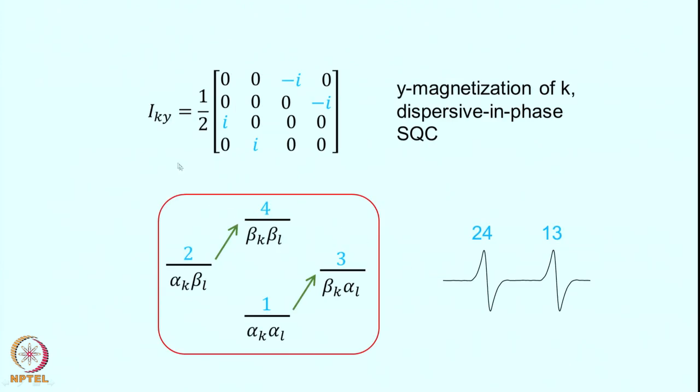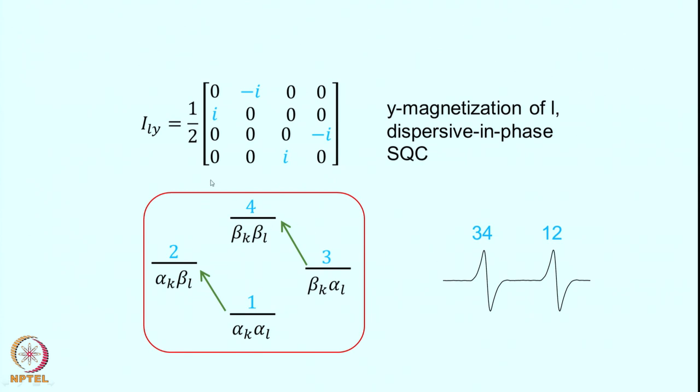So here we have IKY, these are the two transitions, the same here, 1, 3, 2, 4, but in the NMR spectrum we will look at the 90 degree phase shift, this will be a dispersive line shape, but these are in phase. In phase meaning this goes up and down here, and this also goes up and down in this manner.